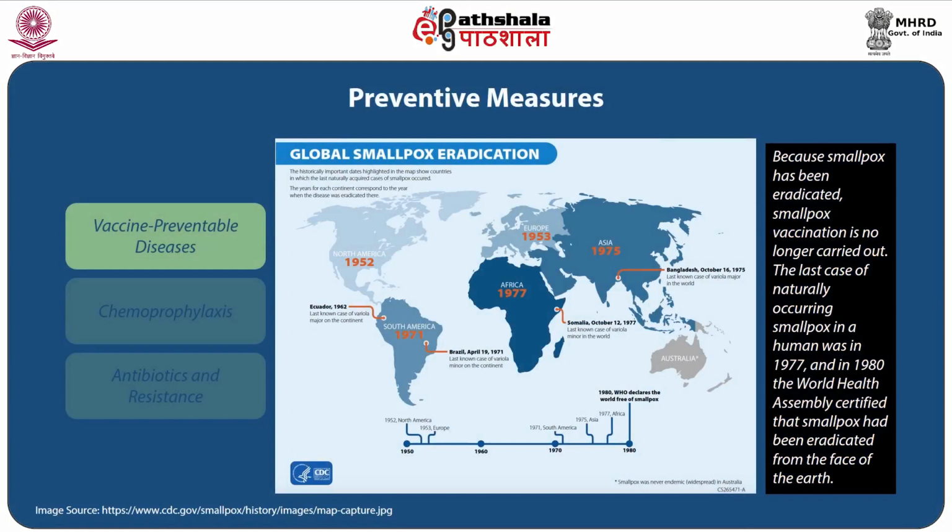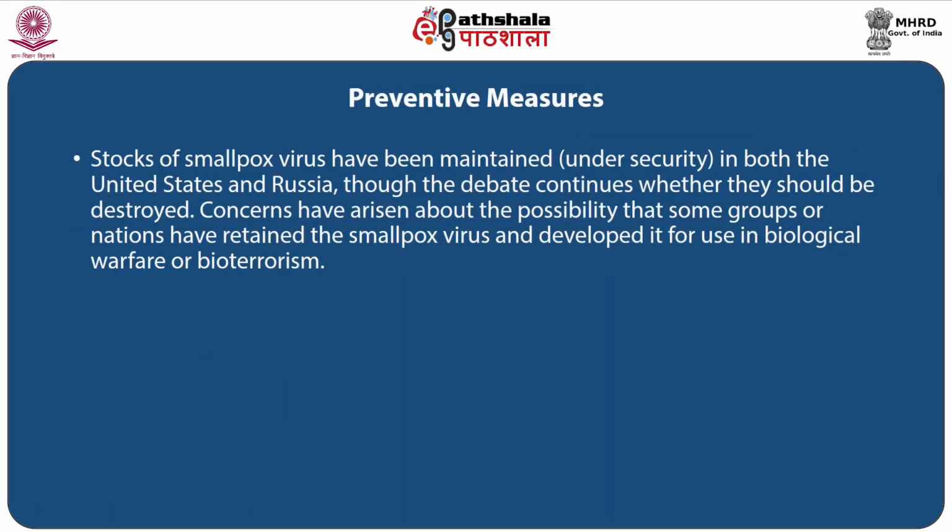Because smallpox has been eradicated, smallpox vaccination is no longer carried out. The last case of naturally occurring smallpox in a human was in 1977, and in 1980, the World Health Assembly certified that smallpox had been eradicated from the face of the earth. Stocks of smallpox virus have been maintained under strict security in both the United States and Russia, though the debate continues whether they should be destroyed. Concerns have arisen about the possibility that some groups or nations have retained the smallpox virus and developed it for use in biological warfare or bioterrorism.